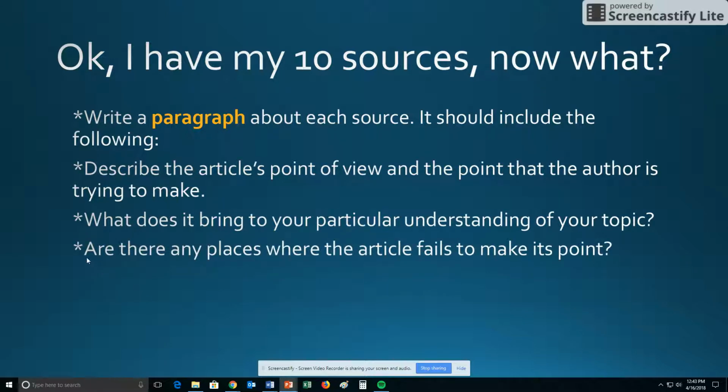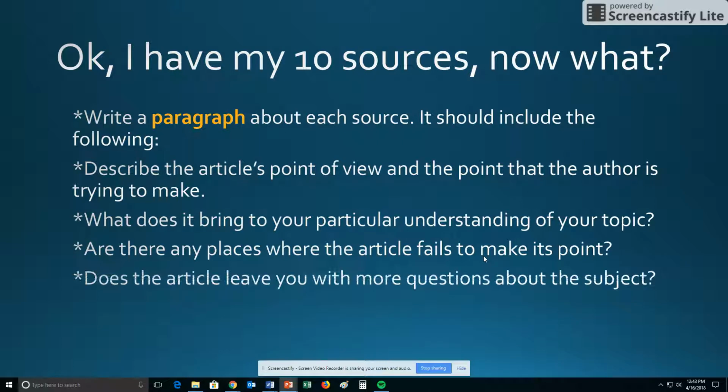Is there a place where it basically says, if we legalize medical marijuana, the world will no longer have any problem with pollution? And you're like, what? And then as you read through the article, it doesn't ever back that up. That would be an example of a really bad source. If it's making a claim that it doesn't back up, then maybe that's not the best source to use.